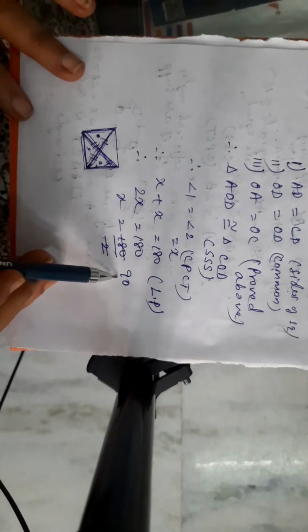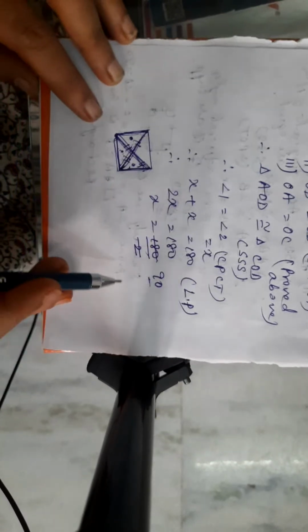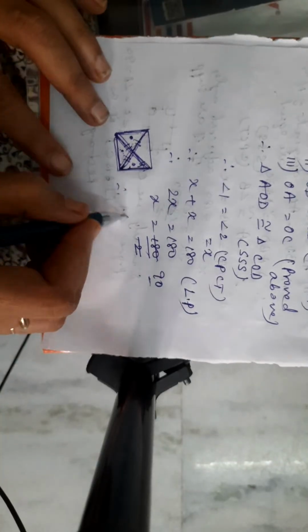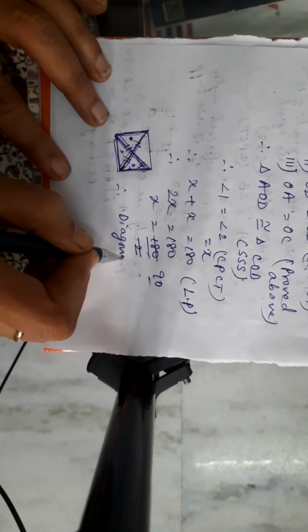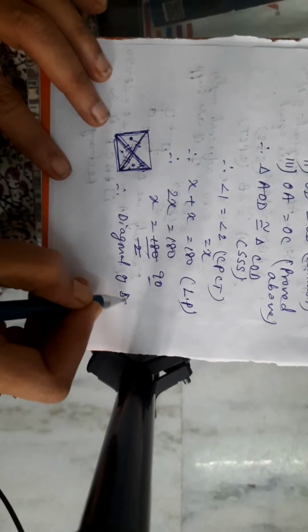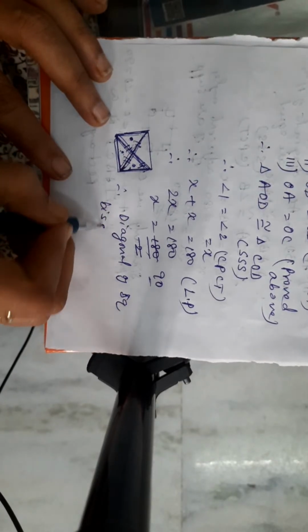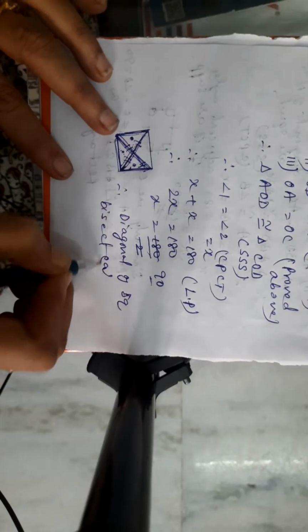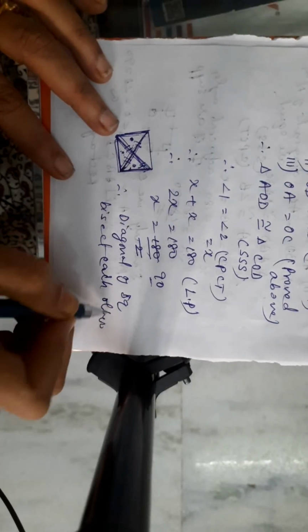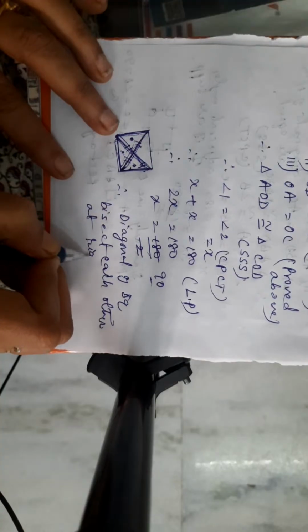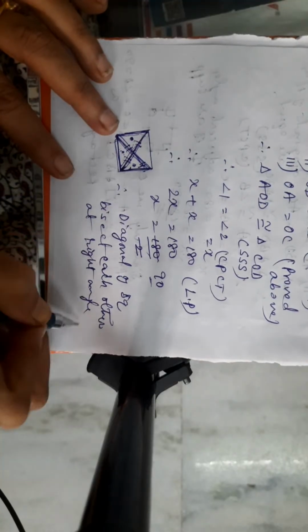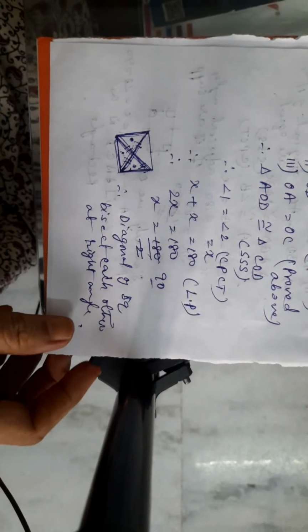So here we are making these two triangles congruent. After that we got the angle to be 90. So finally we will make the statement: therefore, diagonals of a square bisect each other at right angle. So thus it got completed. This is our second question completed.